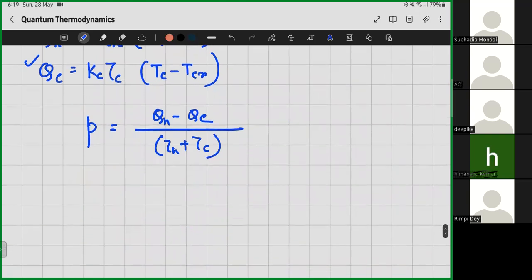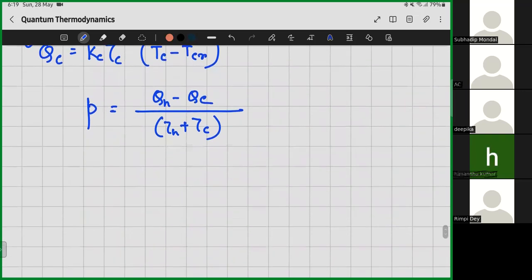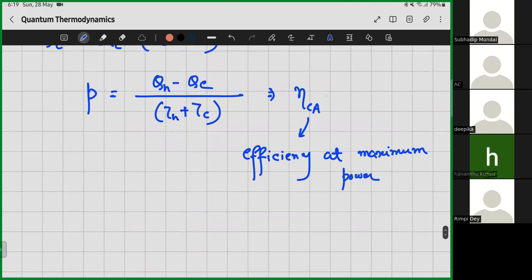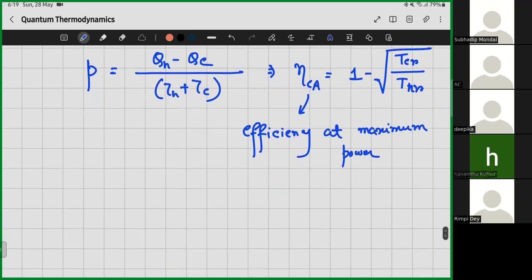This is the power. If we calculate the power, then we obtain the efficiency at maximum power. I'm not deriving it, but the derivation is very beautiful. The efficiency will be 1 minus the square root of TCR by THR. In traditional thermodynamics, the efficiency is just 1 minus TC by TH, but here it is replaced by a square root. This is the Curzon-Ahlborn bound.